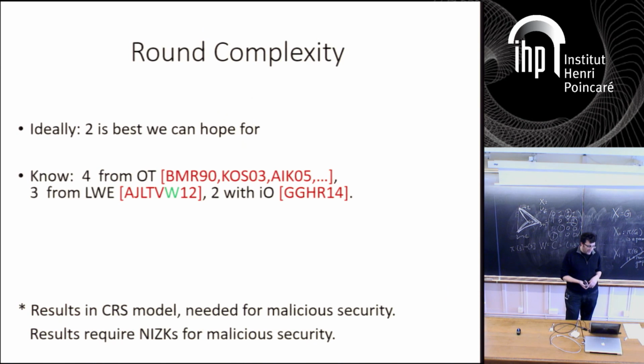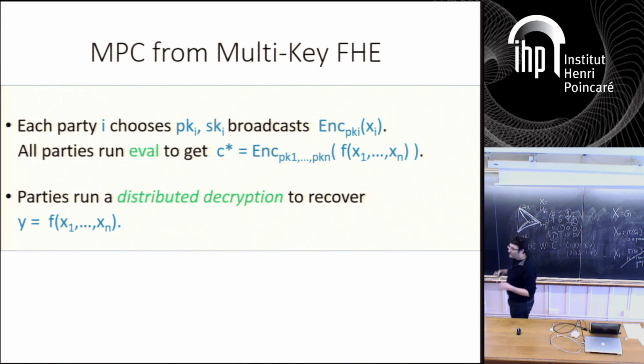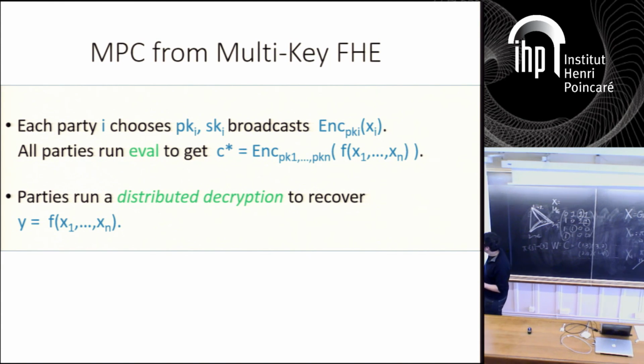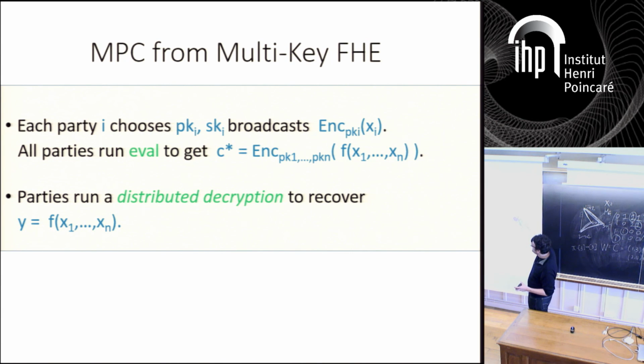I'm going to assume we have n parties and any number of them can be corrupted. The question is, what's the best round complexity we could get? It's easy to say that one round is impossible. The question is, can you do it in 2 rounds? And here's an easy way to do it in 2 rounds with multi-key FHE. It's actually a really simple protocol.